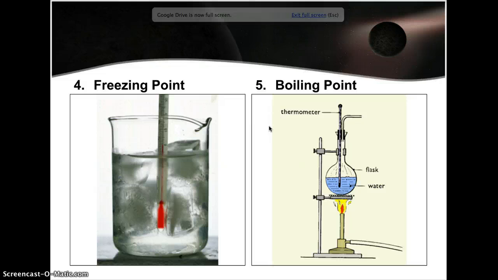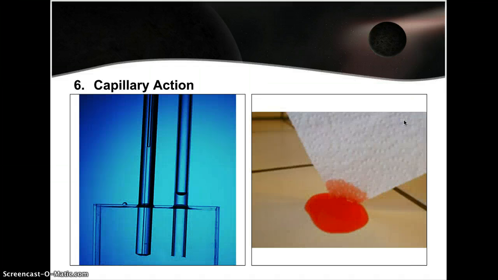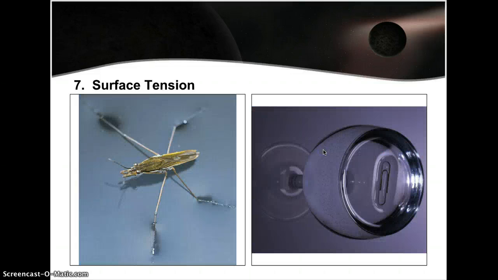So freezing point, boiling point, these are things we know about water. Capillary action, for those of you who don't know what that is, if you look at the picture on the right, that's basically the ability of water to climb. If you put a napkin or a paper towel into a liquid and it moves its way up on its own, that's what we call capillary action. Surface tension is the ability for things like small bugs and a paper clip to sit on the surface of water. That's what we call surface tension.